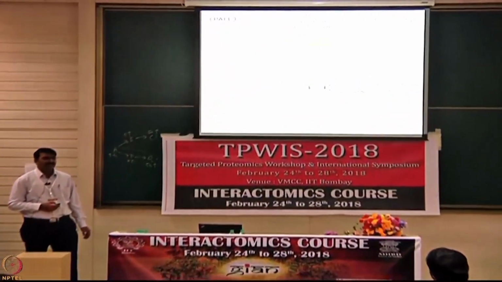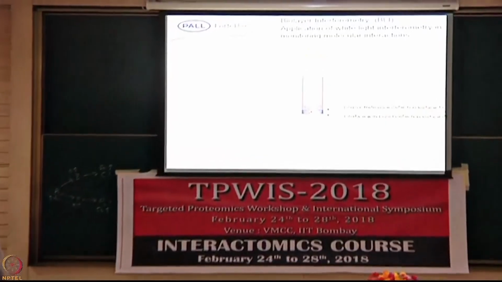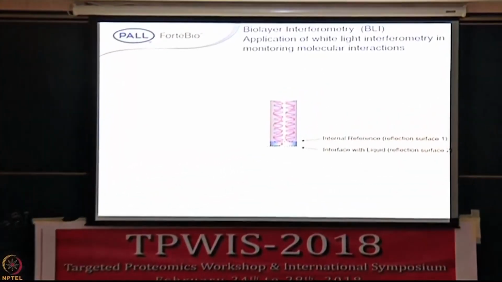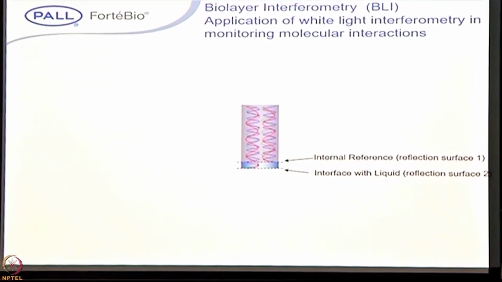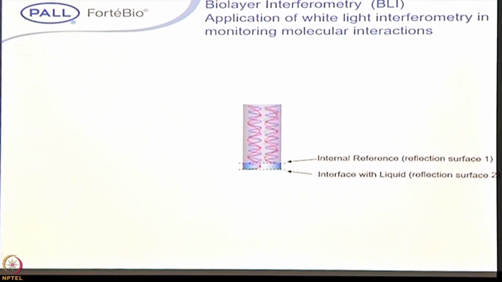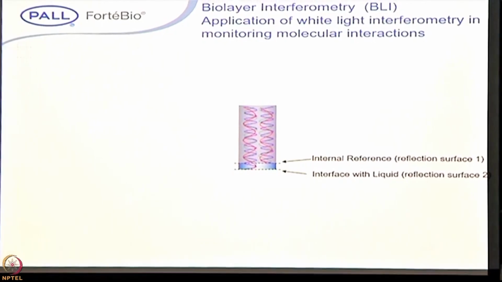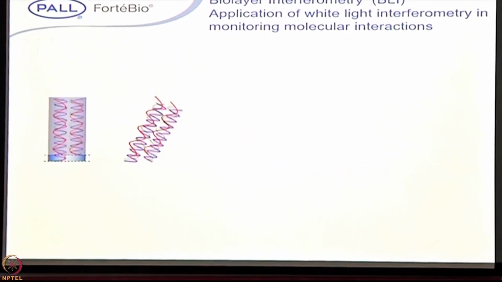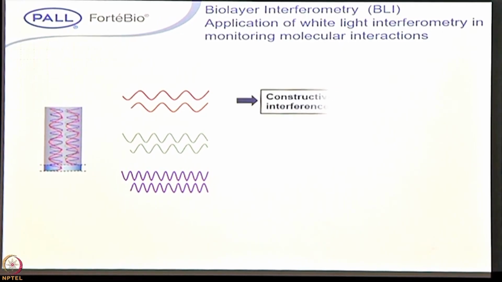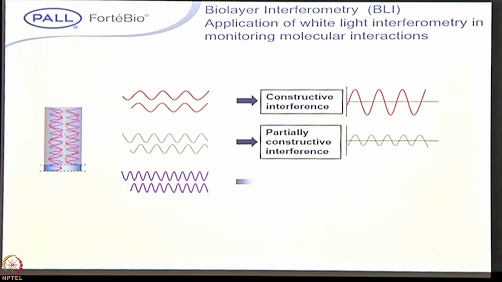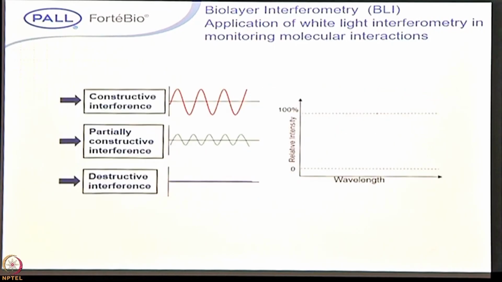We are passing a light, it's just a white light. The light gets reflected back. If you look, you can see the reflections coming from one internal layer and one from the ligand end. Say I have immobilized one of the proteins of interest on the sensor surface, then I dip it into the well containing buffer. If you look at all this, we have different amplitudes, constructive interference and destructive interference. This is what we plot, relative intensity versus the wavelength.